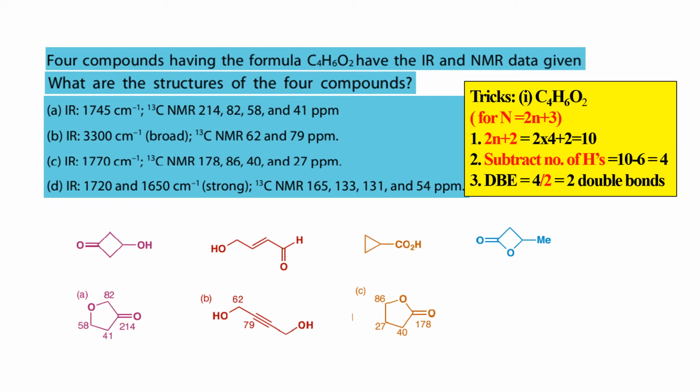Then what may be the compound? See here, C double bond O is there, but see here 1, 2, 3, 1, 2, 3 carbon atoms are there. Okay, this is the 54. This will not come as 54. Okay, this is away from that. Here also away. Okay, it won't be a 54. It will be less than that.